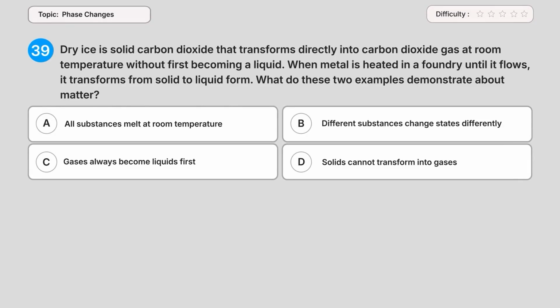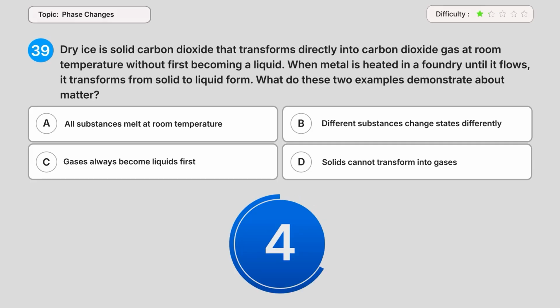39. Dry ice is solid carbon dioxide that transforms directly into carbon dioxide gas at room temperature without first becoming a liquid. When metal is heated in a foundry until it flows, it transforms from solid to liquid form. What do these two examples demonstrate about matter? A. All substances melt at room temperature. B. Different substances change states differently. C. Gases always become liquids first. D. Solids cannot transform into gases. What do you think is the answer?